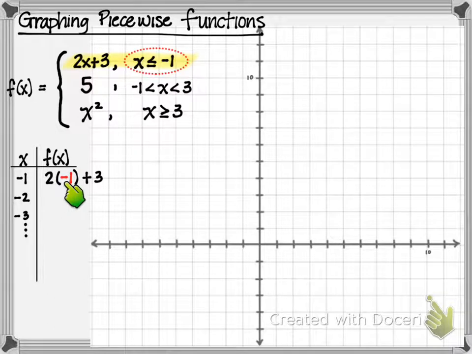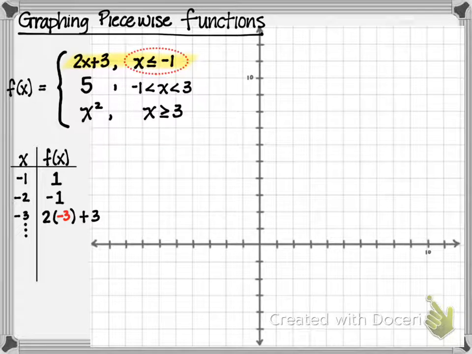So I have 2 times -1 plus 3, which is 1. And I'm going to do that for each one of those inputs. So 2 times -2 plus 3 is -1, and 2 times -3 plus 3 is -3. Now you have three ordered pairs that we can graph over here in the grid. And so I do that. And now I'm going to connect these, starting with this one here, and I'm going to be connecting going down this linear function.